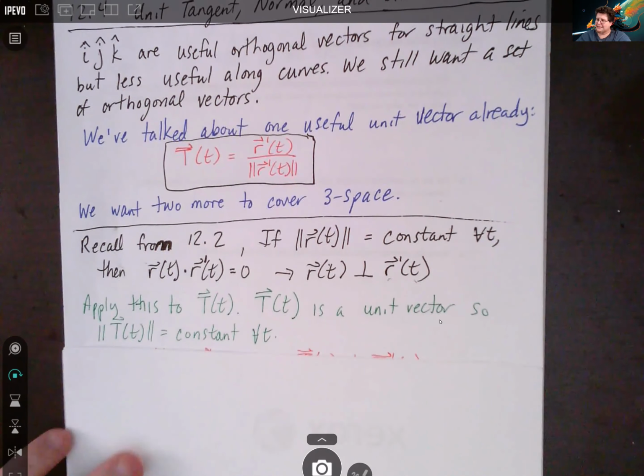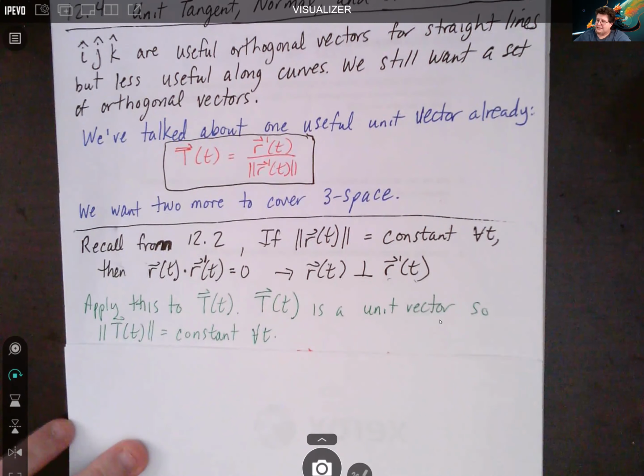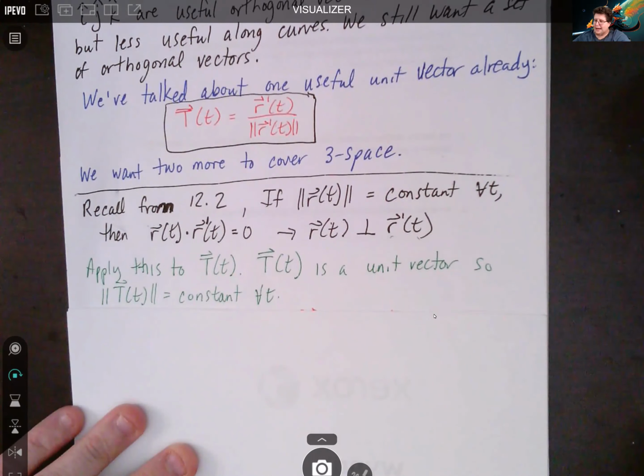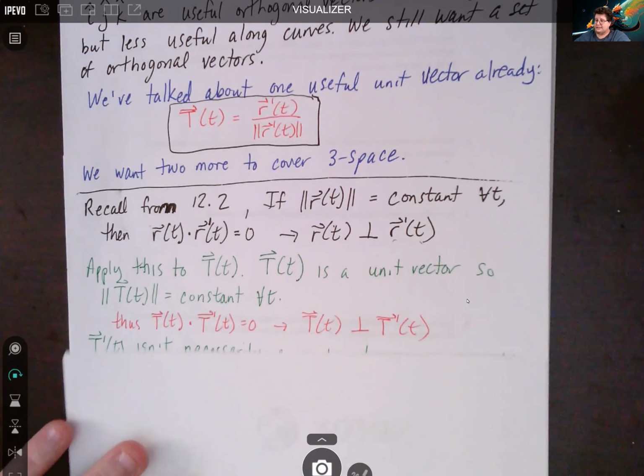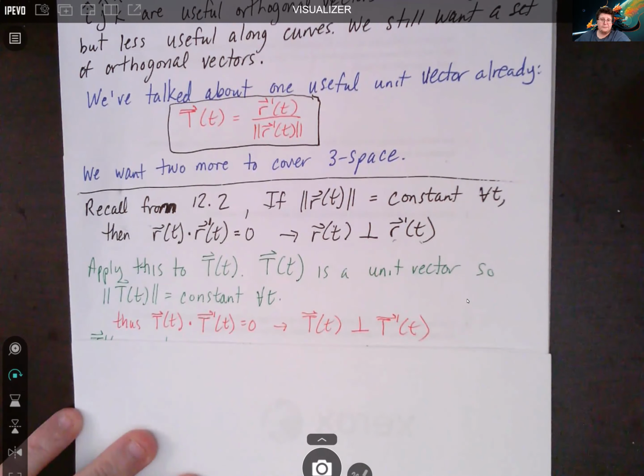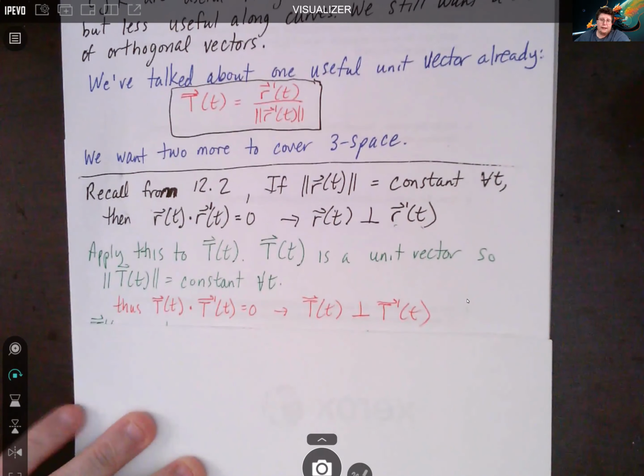And we're going to apply this to T of t. T of t is a unit vector, so the magnitude of T of t is constant for all t. It equals 1. So we can use the same rule. The tangent vector dotted with the derivative of the tangent vector equals 0, and these are perpendicular or orthogonal, and this will give us another vector.